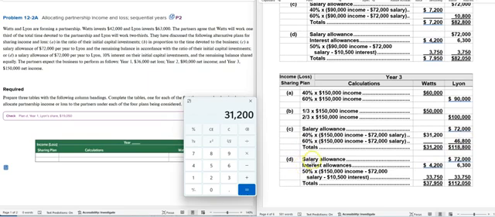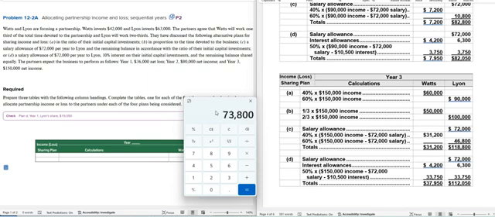In D, salary allowance is $72,000 to Lion, plus interest allowances to the two partners. Of the $150,000 income, $72,000 in salary to Lion leaves $78,000 in income.